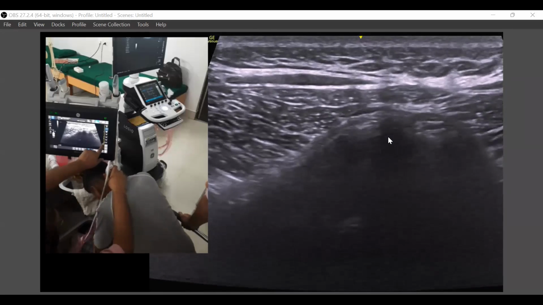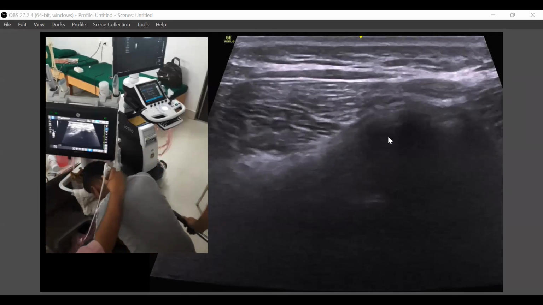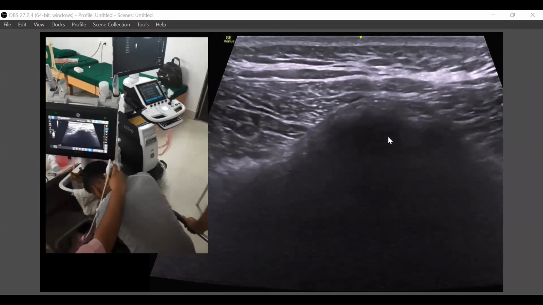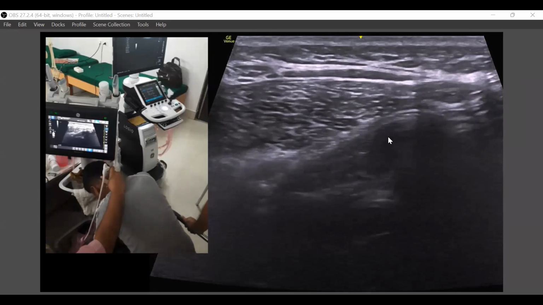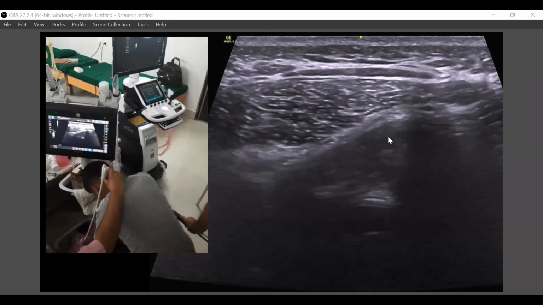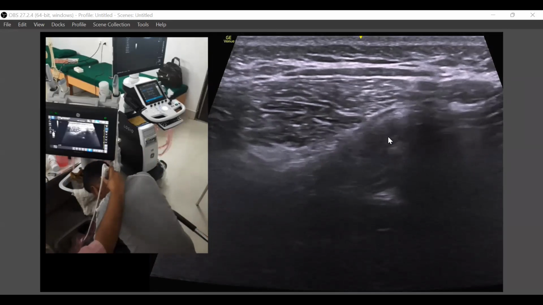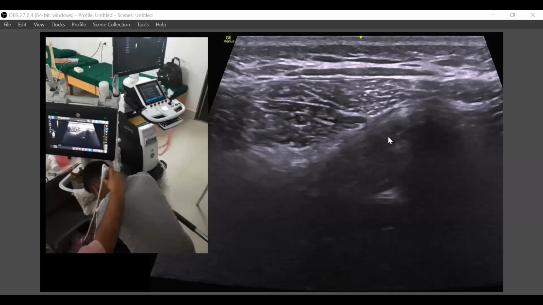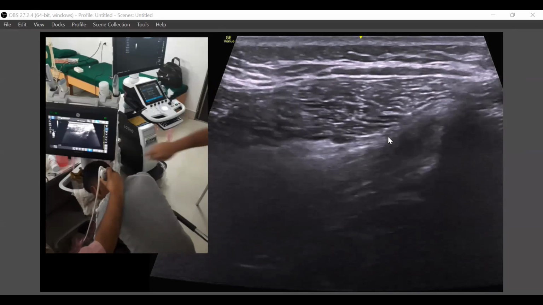Let me increase the depth a little bit. Okay, so I am at the level of C2 now. At the level of C2, if I'm going laterally, what muscle can you see? The rectus capitis posterior major muscle you cannot see here because it is already inserted into the spine of C2. So what muscle can you see here?